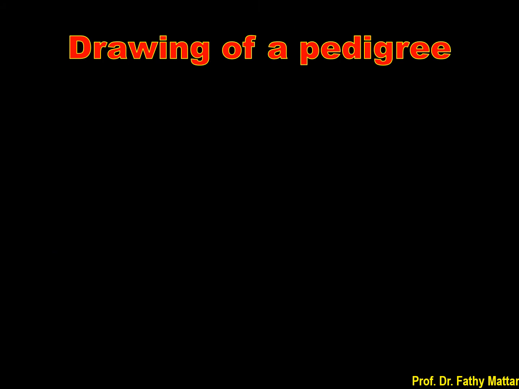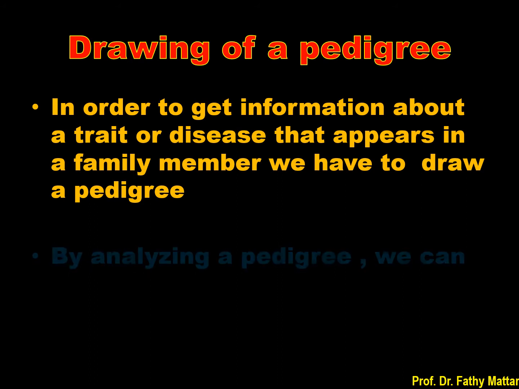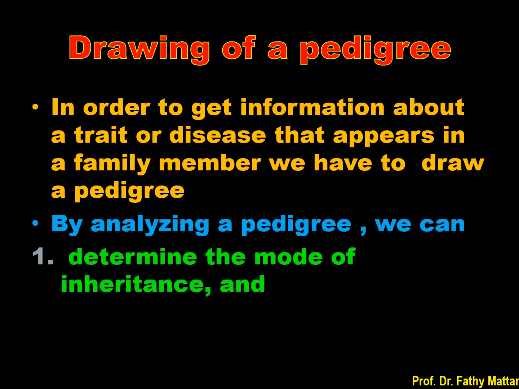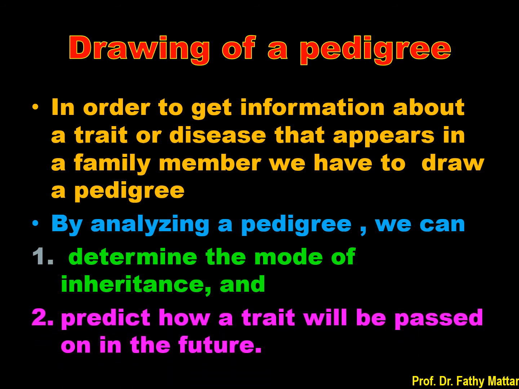Now, in order to get information about a trait or disease that appears in a family member, we have to draw a pedigree. By analyzing a pedigree, we can determine the mode of inheritance and predict how a trait will be passed on.